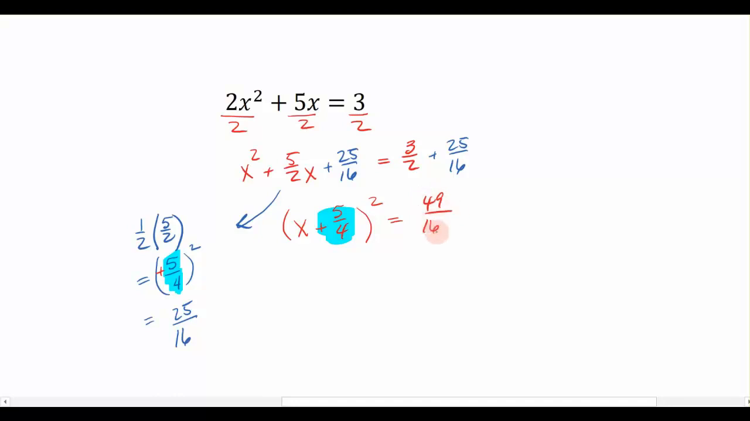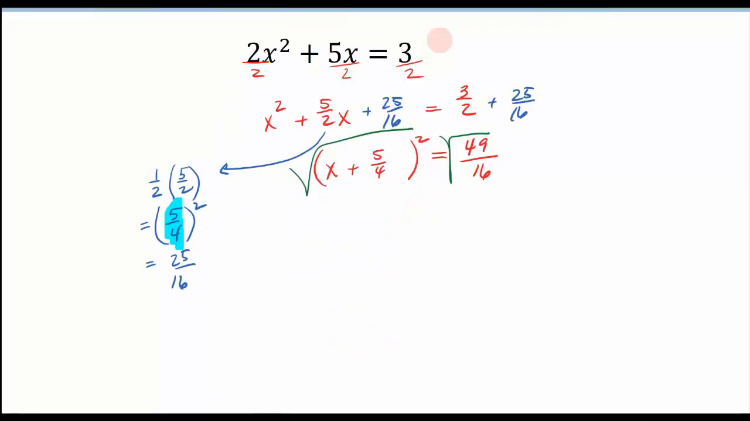49/16 over here is what happens when I simplify these two. Now that we have it in this form, we're going to come back in and take the square root of both sides. Well, that was kind of an unexpected break, so let's see if we can continue working this problem. We left off saying that we were going to take the square root of both sides, which is where I'm at right now.